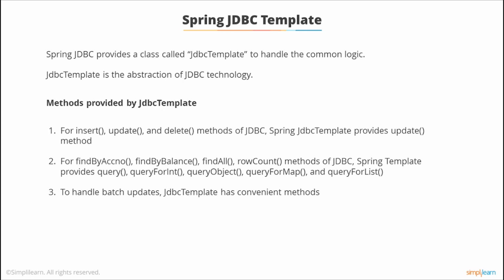The JDBC template is used to handle common logic. It is an abstraction of the JDBC technology. The methods provided by JDBC template are for insert, update and delete. The template provides the update method. For find by ID, find all, row count available in JDBC, Spring templates provide query, queryForInt, queryForObject, queryForMap, queryForList. To handle batch updates, JDBC template has convenient methods.